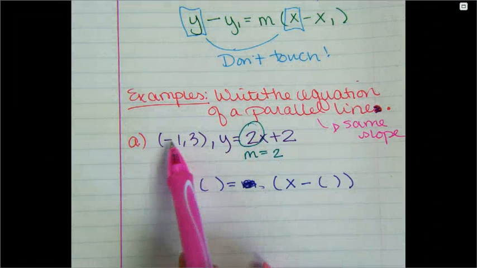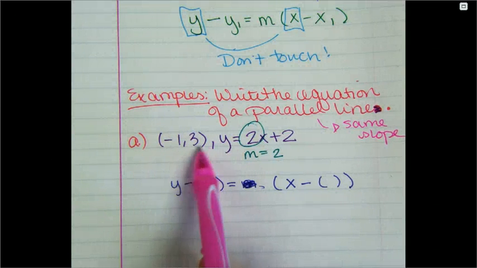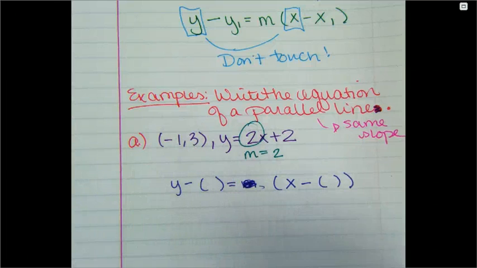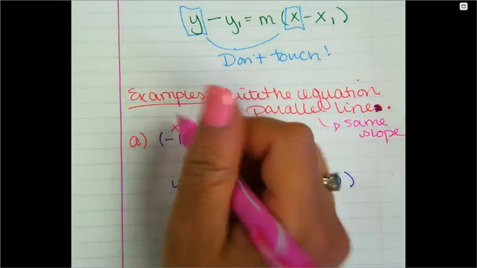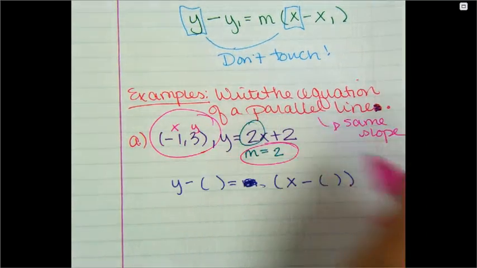All right, what I want you to do is label your x and your y. Which one's x, which one's y? -1 is your x, and 3 is your y. All right, we're going to take this, and we're going to take this, and we're going to plug them in.